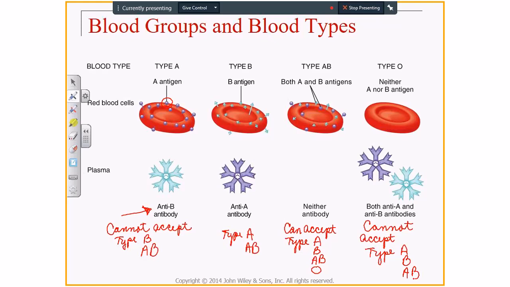Therefore, type O people can give to everyone, so type Os are known as the universal donor, because they do not contain any protein for anybody to react to. So they're the universal donor. Type AB people are the universal recipients.